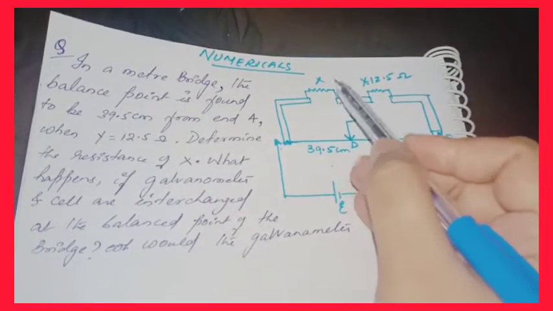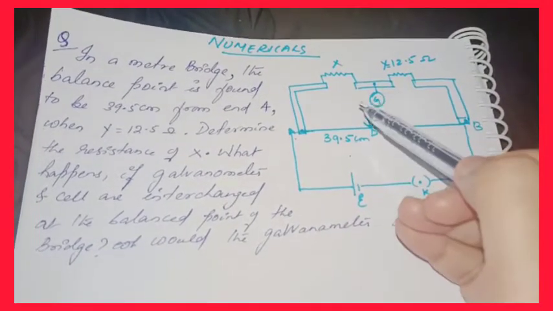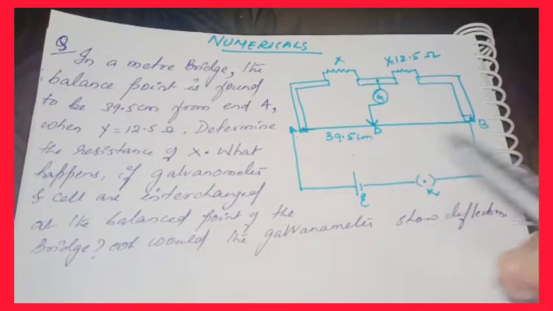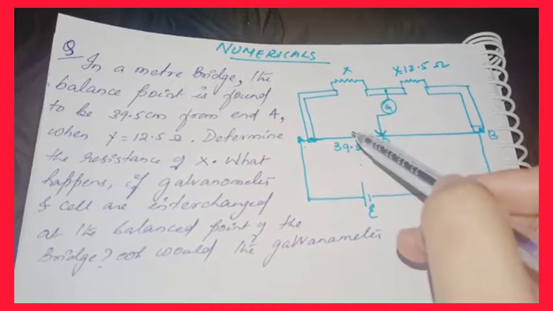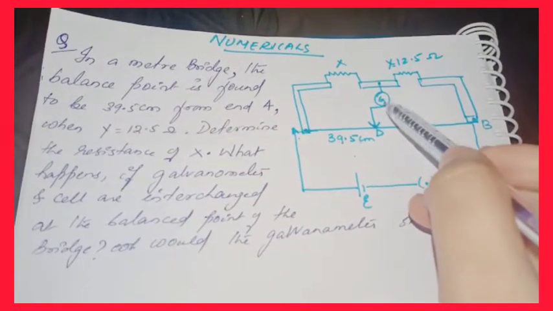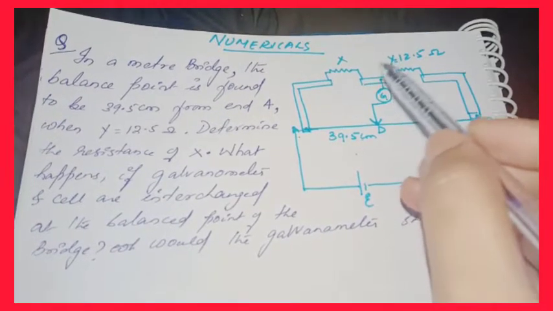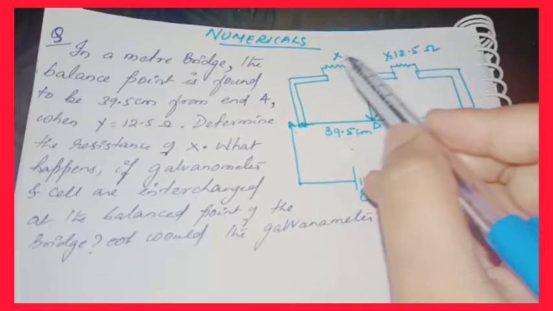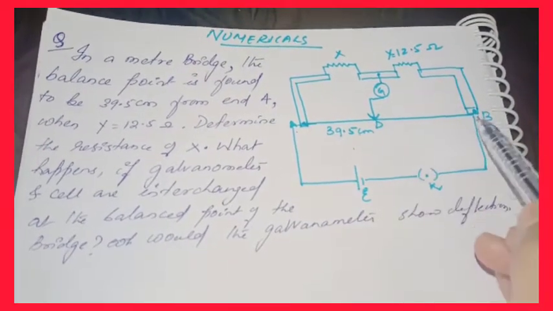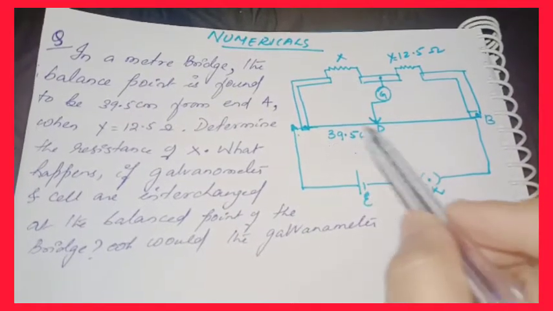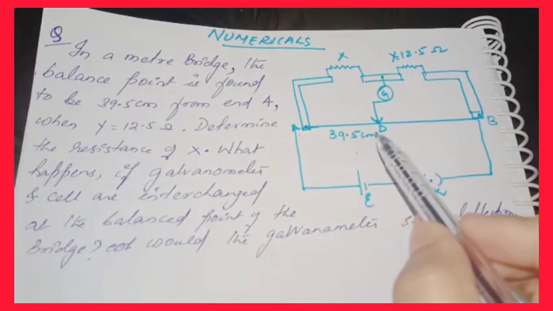So let us first solve what is the value of X. Students, we had studied that a meter bridge is an arrangement which is based on the principle of Wheatstone bridge. That means if it is balanced, that is no current is flowing through the galvanometer, then the ratio of resistances will be equal. That is, the resistance of X is to Y equals the resistance of AD is to DB. We know the lengths of the portions AD and DB, and we know that resistance is directly proportional to length.